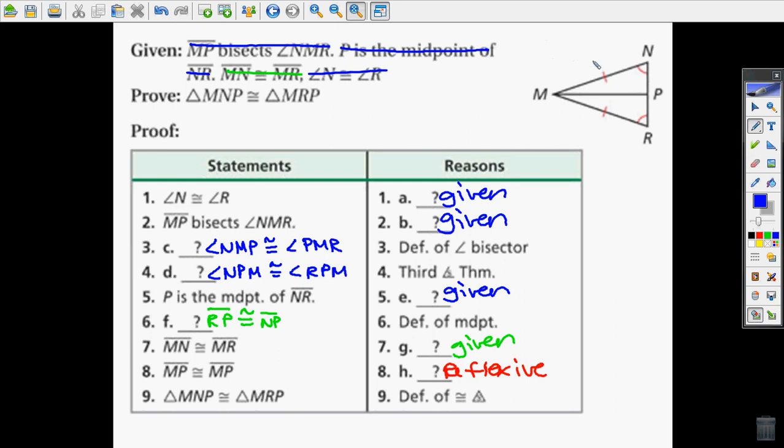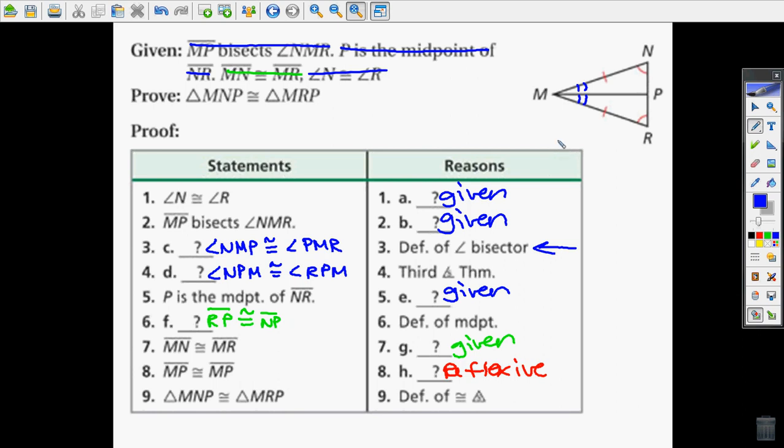All right, so N was congruent to R. MP bisects, so therefore we figured out that those 2 angles are congruent. So we could have used angle, side, angle here, and we could have stopped right here. And so we could have then said by angle, angle, side, those 2 triangles are congruent.